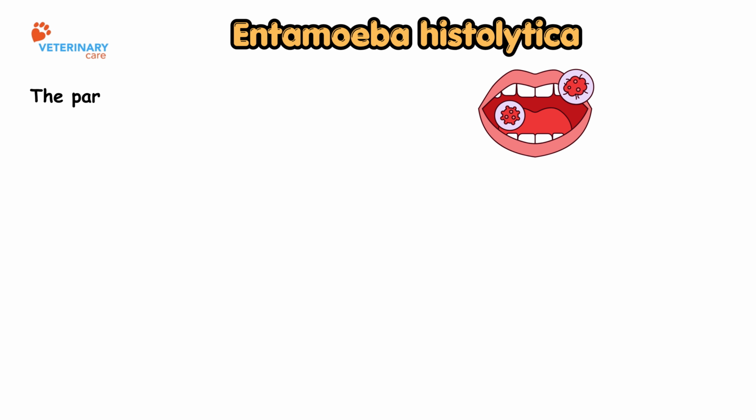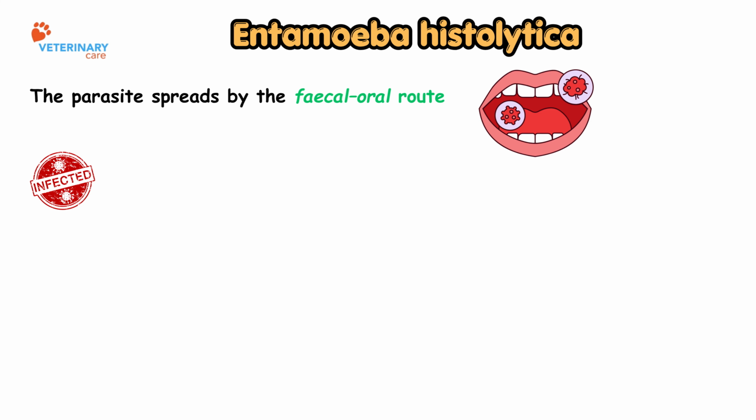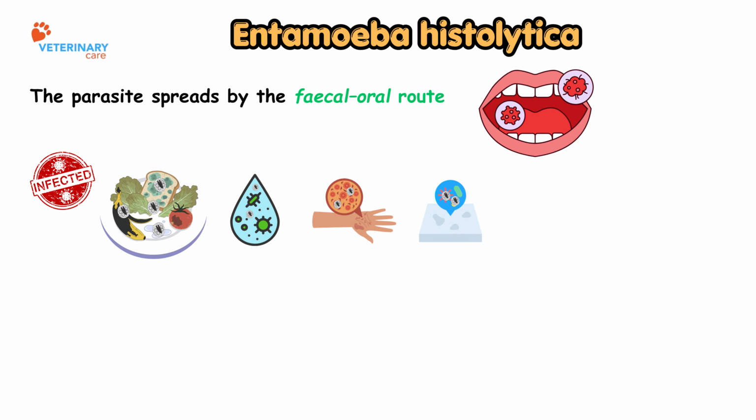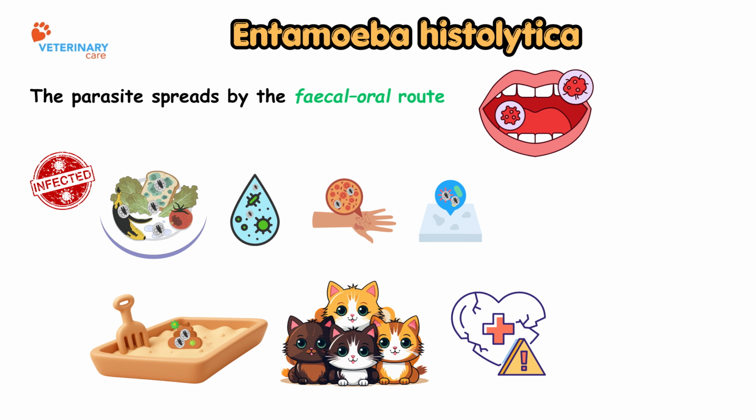The parasite spreads by the fecal-oral route. Animals become infected by swallowing mature cysts in contaminated food or water, or from contaminated hands, surfaces and surroundings. Poor sanitation, fecal contamination, overcrowding and poor hygiene increase the risk, especially in captive animal facilities.